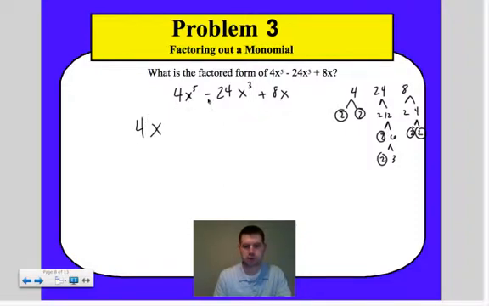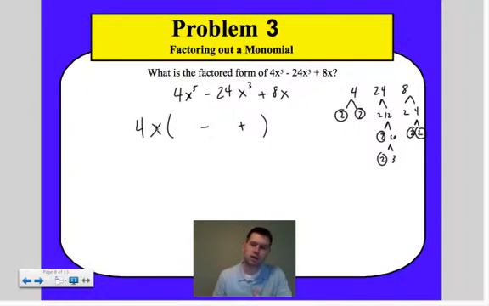Now I could see that with the 4, 24, and 8. 4 goes into 24, and 4 goes into 8, and obviously 4 goes into 4. So right there's what I have. Now as I go through, I want to fill in those spots. I know this is going to be negative, I know that's going to be positive. So I have 3 terms here because I had 3 terms up here.